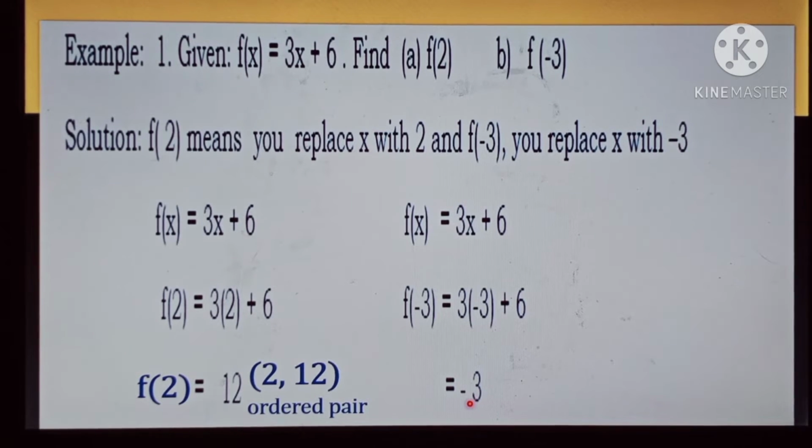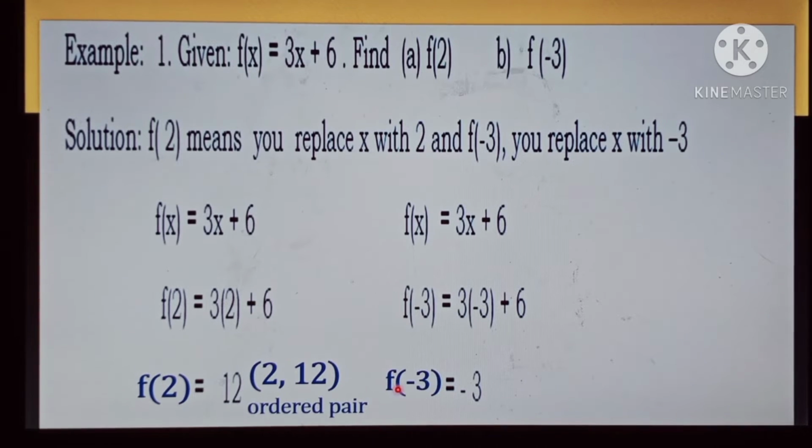So, bakit naging negative? Kasi, sino ba ang malaki na number? Yung 9 ba or yung 6? So, sasabihin nyo yung 9. Eh, ano ba yung sign ni 9? Negative. So, siya ang masusunod. So, that will become negative 3. So, pag plus minus, kung sino yung malaking number, yung sign niya ang masusunod.